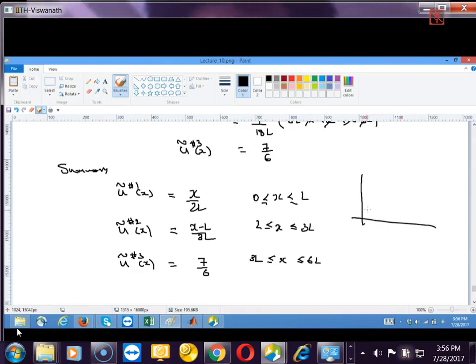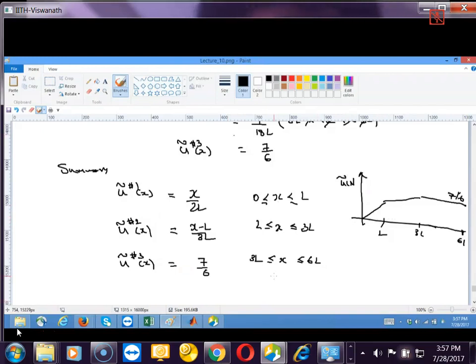So for the first one, x by 2L is the solution. This is up to L, this is up to 3L, and let's say this is up to 6L. The second is another line, and the third one is a constant 7 by 6. So in this manner, we have solved this problem completely.